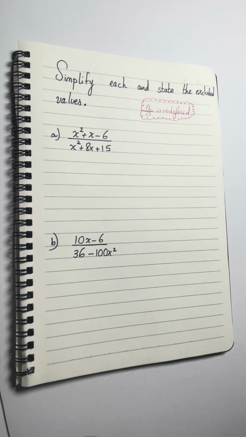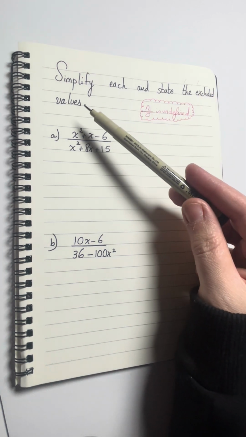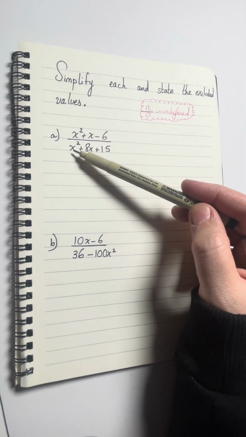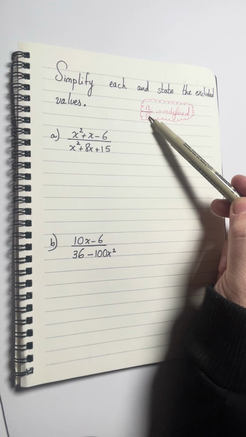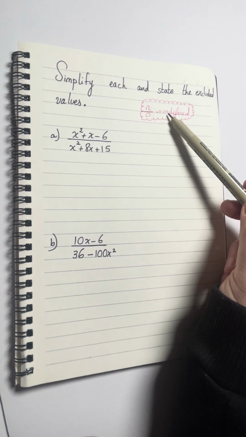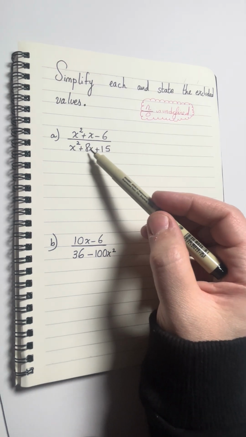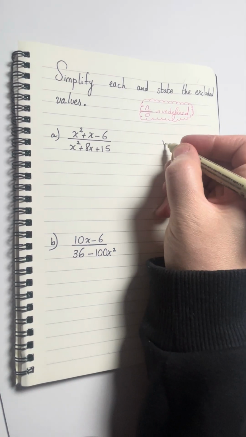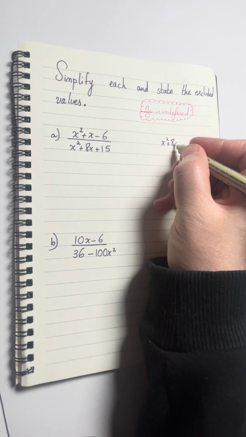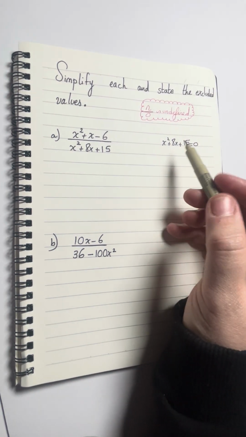When we are talking about excluded values, it means that we are trying to exclude the values of x which will give me 0 in the denominator, because any number divided by 0 is undefined. So if we look at x squared plus 8x plus 15 and we equate that to 0, then we will be able to get the excluded values.